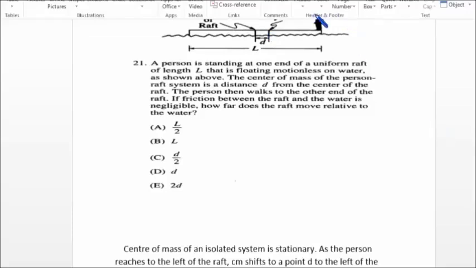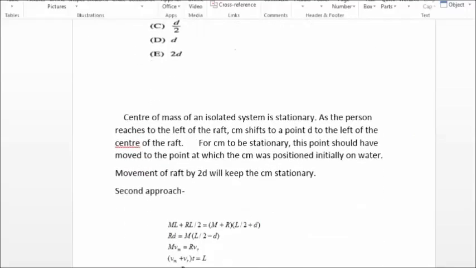The person is at a distance L, and the mass of the raft is at L by 2. So we have m into L plus R into L by 2 is equal to m plus R into L by 2 plus d. So this is the center of mass equation. Now from this we can get the second equation.